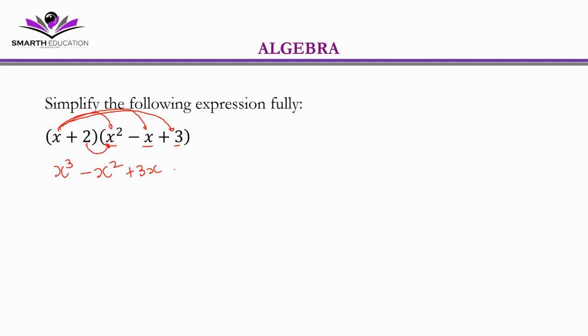Then 2 times x squared, that is positive 2x squared. And then 2 times negative x, that is negative 2x. Then 2 times positive 3, that is positive 6.